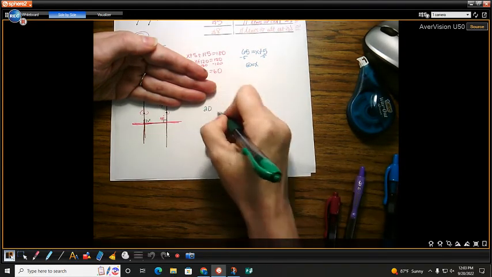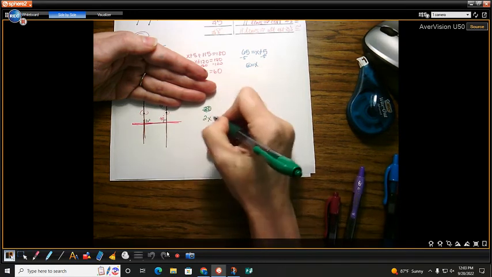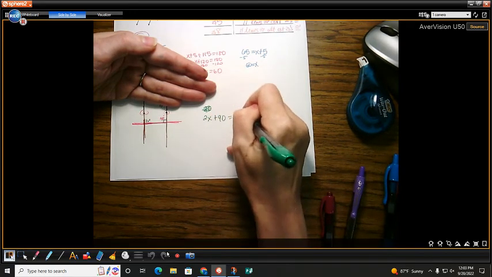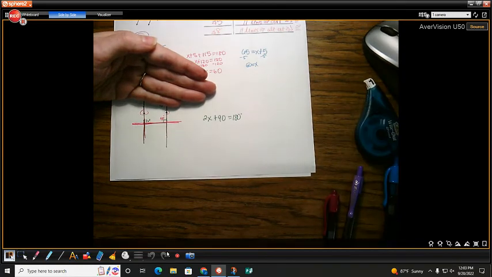So the 2x plus the 90 has to equal 180. A lot of you had already figured this out in your head. Practice doing the steps, because when we get to the more complicated stuff, you don't want to be skipping steps, like in our proofs.